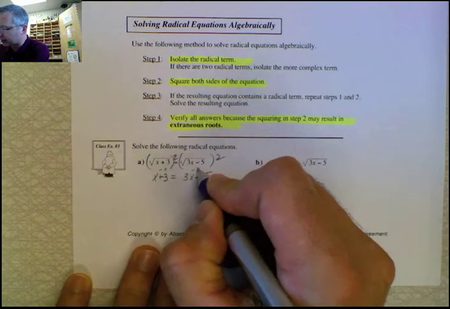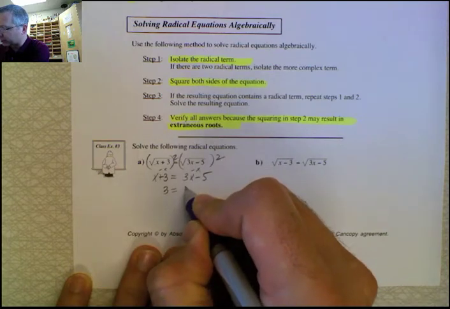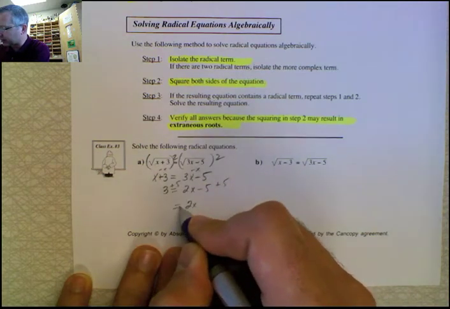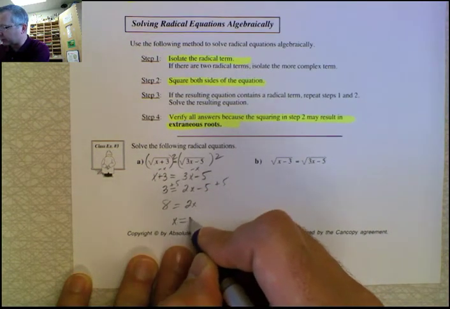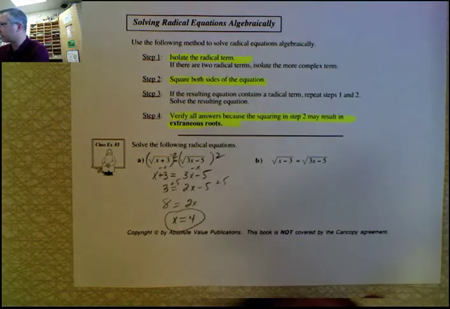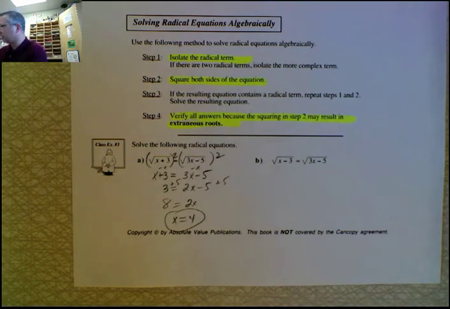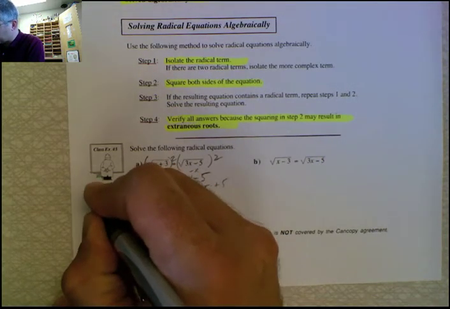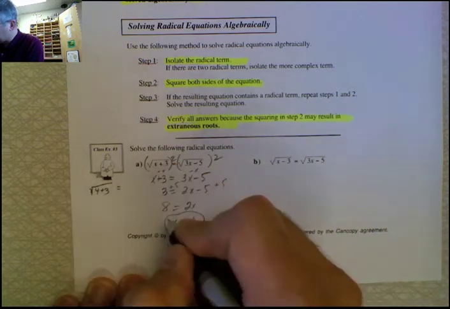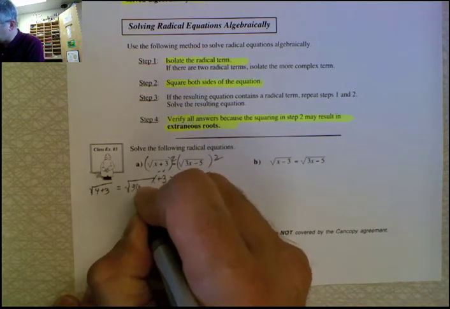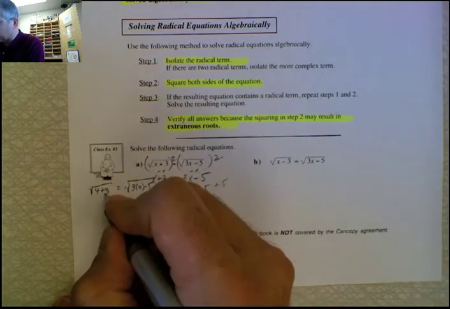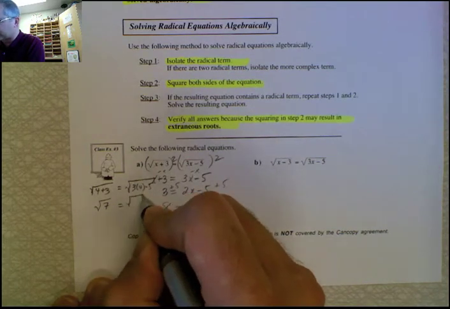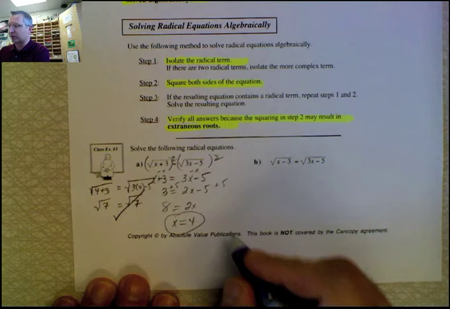So I'm going to start by subtracting x and get 3 equals 2x minus 5. Then I'm going to add 5 to each side and get 2x equals 8. And if you divide by 2, you get x equals 4. So now we need to check this. We need to verify that, hey, does this work? So I get the square root of 4 plus 3 equals the square root of 3 times 4 minus 5. Well, the square root of 4 plus 3 is the square root of 7. 3 times 4 is 12, and 12 minus 5 is 7. So yeah, square root of 7 equals the square root of 7.